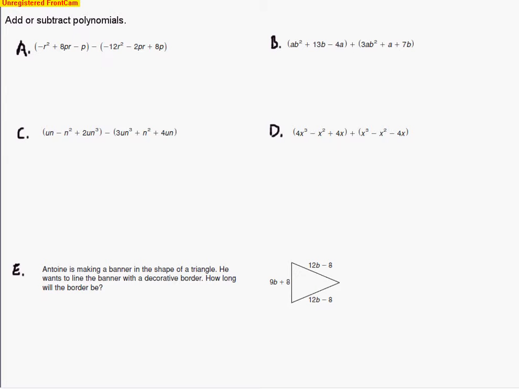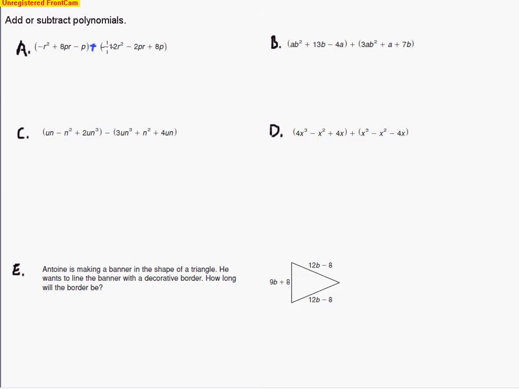So in part 2, we'll be adding and subtracting some more polynomials and also doing this one word problem down below. So let's take a look at the first one here. It's a subtraction problem. So remember, when we subtract, you want to change it to an addition problem. So the way we're going to do that is change subtraction to addition, and then all the signs in that second polynomial will need to switch.